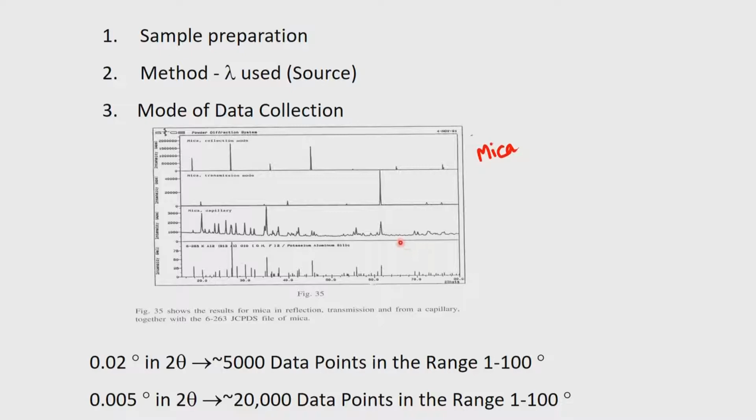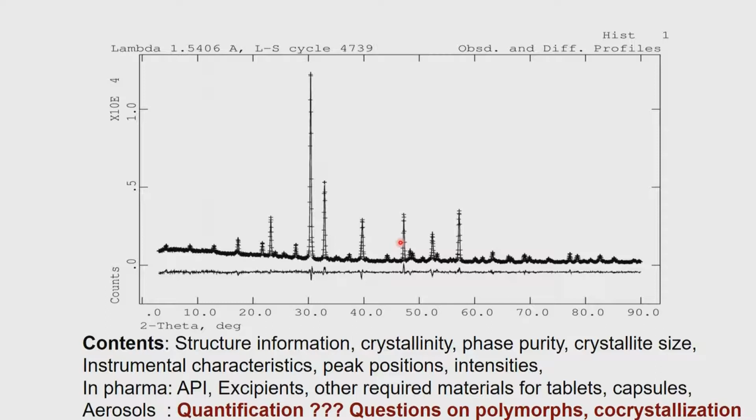So what do we do further with the powder data? If most of us do the powder data collection like this, and if you go to the pharmaceutical industry or for that matter any materials scientist, they want the following information. They want the structure information if possible. They want to know the crystallinity, the extent of crystallinity. This is particularly so in case of pharmaceuticals. They want the phase purity, which is very important. They want the crystallite size. And of course, the instrumentation characteristics become very crucial for aligning all these things. The positions of the peaks and intensities are very crucial.